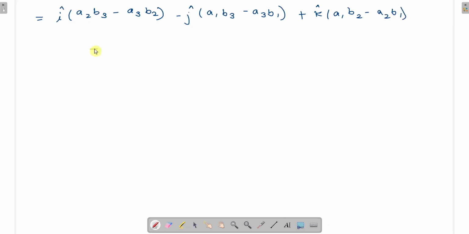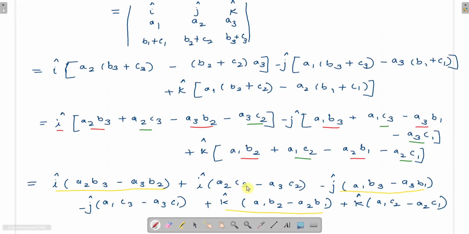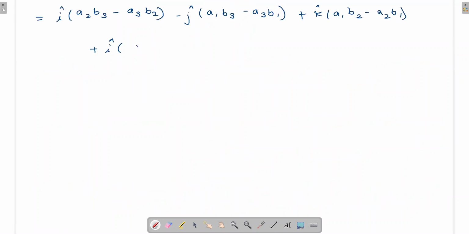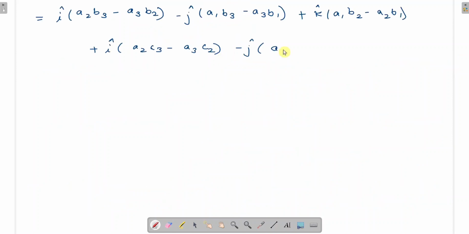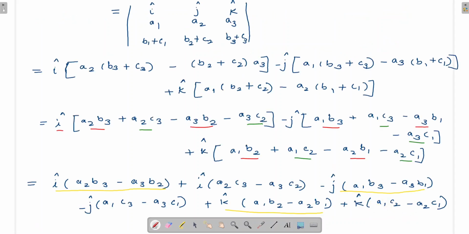And then we will write the remaining term. So i cap (A2 C3 minus A3 C2), then minus j cap (A1 C3 minus A3 C1), and plus k cap (A1 C2 minus A2 C1).